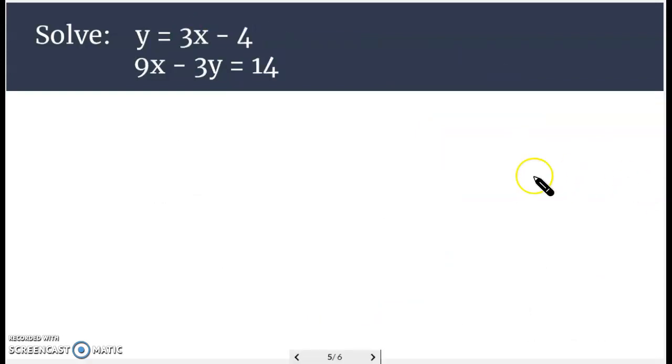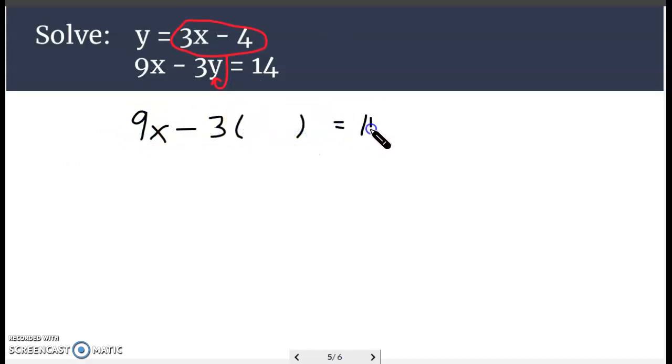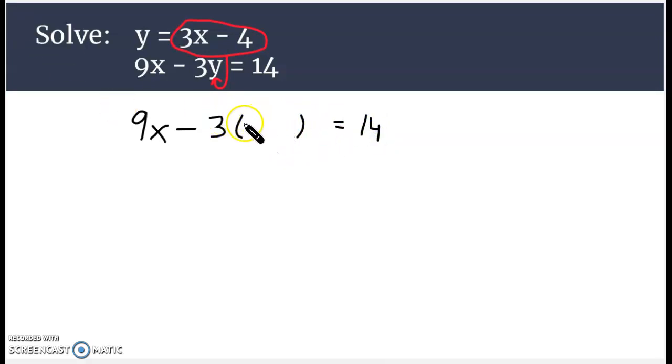Let's look at another one here. Y equals 3x minus 4. Take what y equals, y being the variable by itself, and just put it in for y in the second equation. 9x minus 3y equals 14, and then y was right here, but I'm not going to use y, I'm going to use the quantity 3x minus 4. Going to distribute the negative 3 here, that'll give me a negative 9x, positive 12, equal to 14.